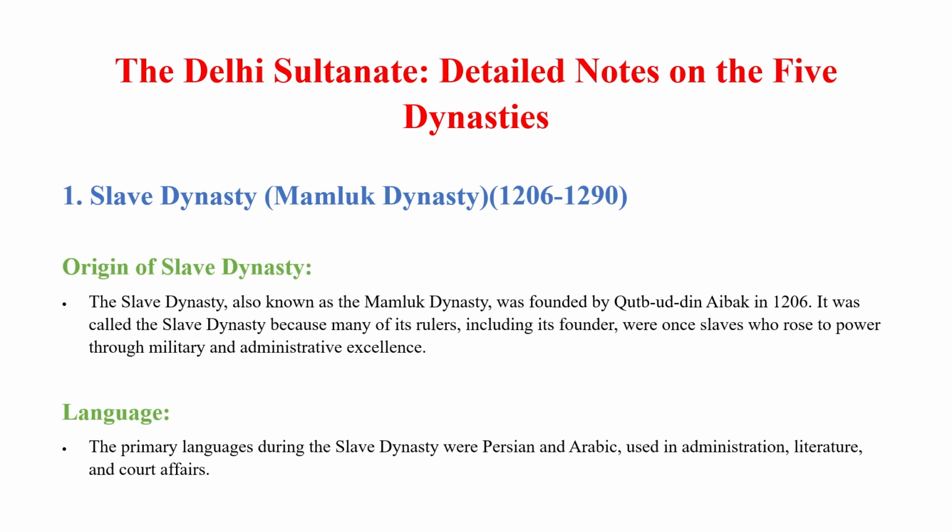The first major dynasty was Slave Dynasty. After Slave, the Khiljis overthrew Delhi Sultanate. Then we have to discuss Khilji dynasty, later Tughlaq dynasty, after Tughlaq Sayyid, and the last Delhi Sultanate dynasty was Lodhi dynasty. So we have to discuss these five dynasties: Slave, Khilji, Tughlaq, Sayyid, and Lodhi in the series.